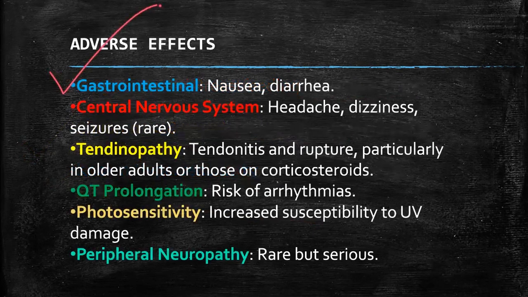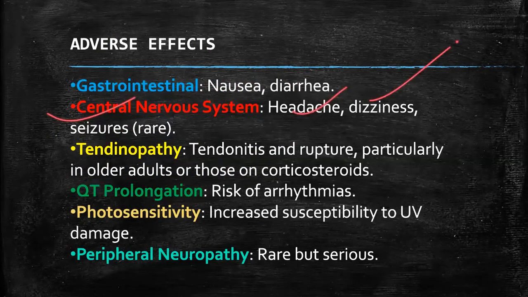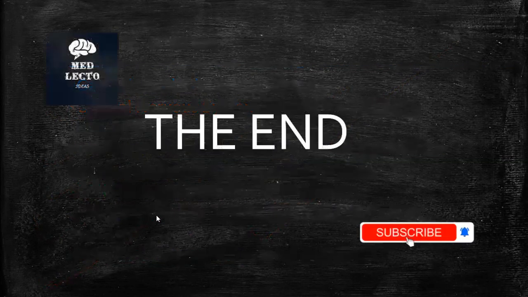Adverse effects: GIT effects like nausea and diarrhea; central nervous system effects like headache, dizziness, and seizures; tendinopathy, tendonitis, and rupture, particularly in older adults or those on corticosteroids. QT prolongation, arrhythmia. Patients can also face the risk of QTc prolongation. Photosensitivity or phototoxicity is increased by the fluoroquinolones. And next is peripheral neuropathy, like numbness and tingling.